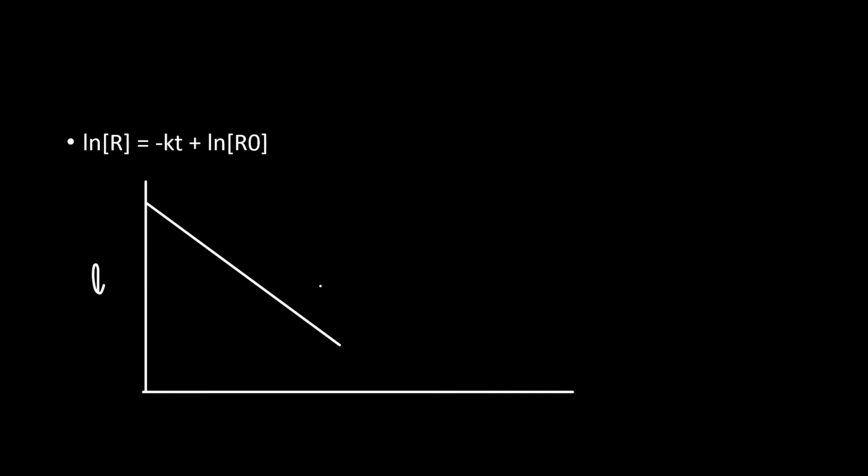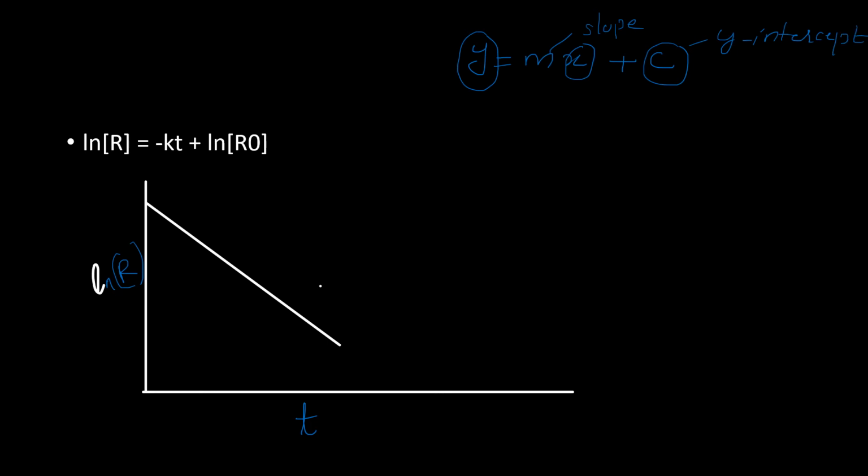So we are going to find the value of K from the graph. This is the graph we obtain when we plot ln R on y-axis and t on x-axis. So we know that the equation for a straight line is y is equal to mx plus c, where y and x are variables, m is the slope, and c is the y intercept, that is the value of y when x is equal to 0. So in this equation, ln R and t are variables. So this is y and this is x, and minus k is the slope, and ln R0 value we can get from the y intercept.